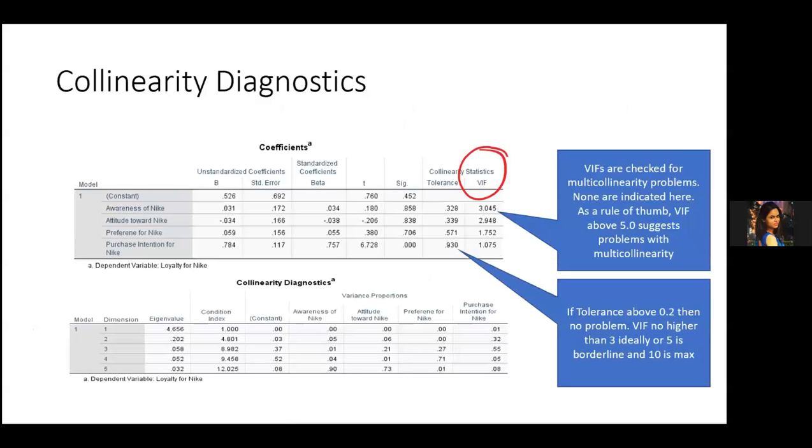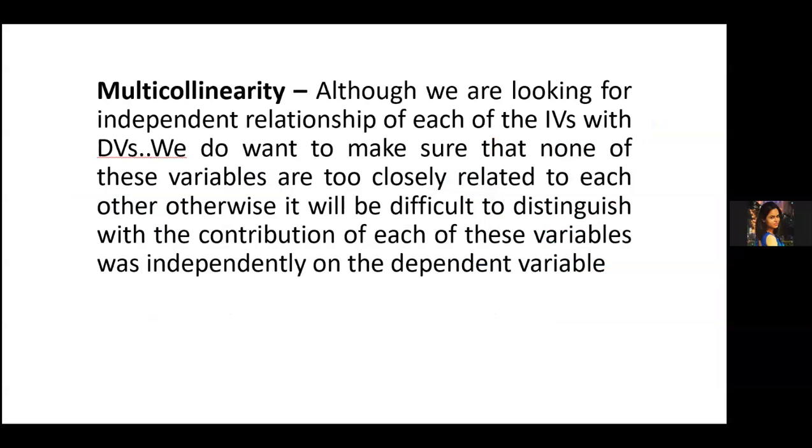And how do you check that? You check the VIF scores. If your VIF score is more than 5, then it means there is multicollinearity. Okay, you just have to remember this: how do you check multicollinearity and what is multicollinearity. So what is multicollinearity?